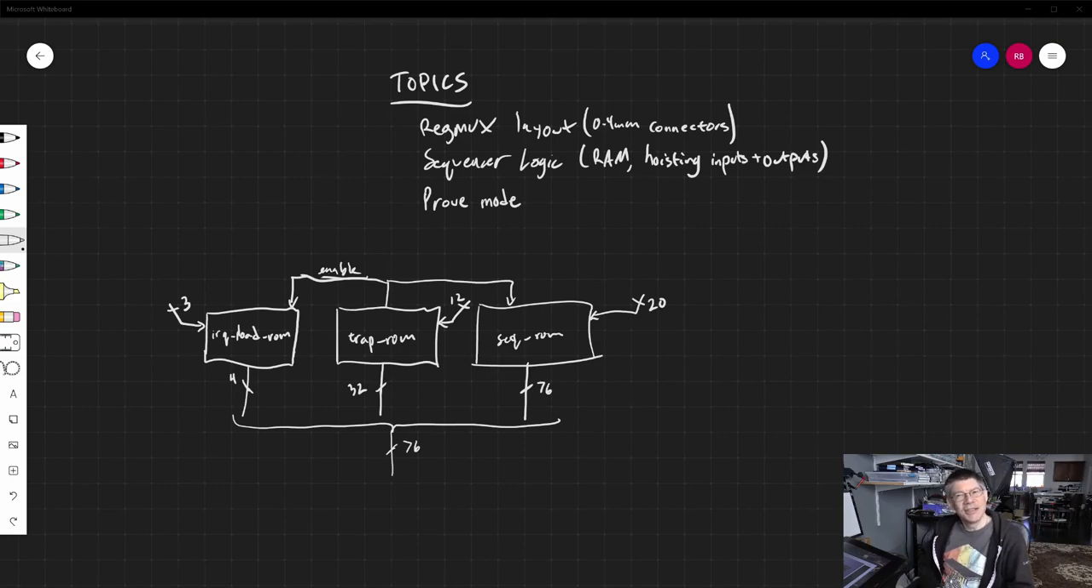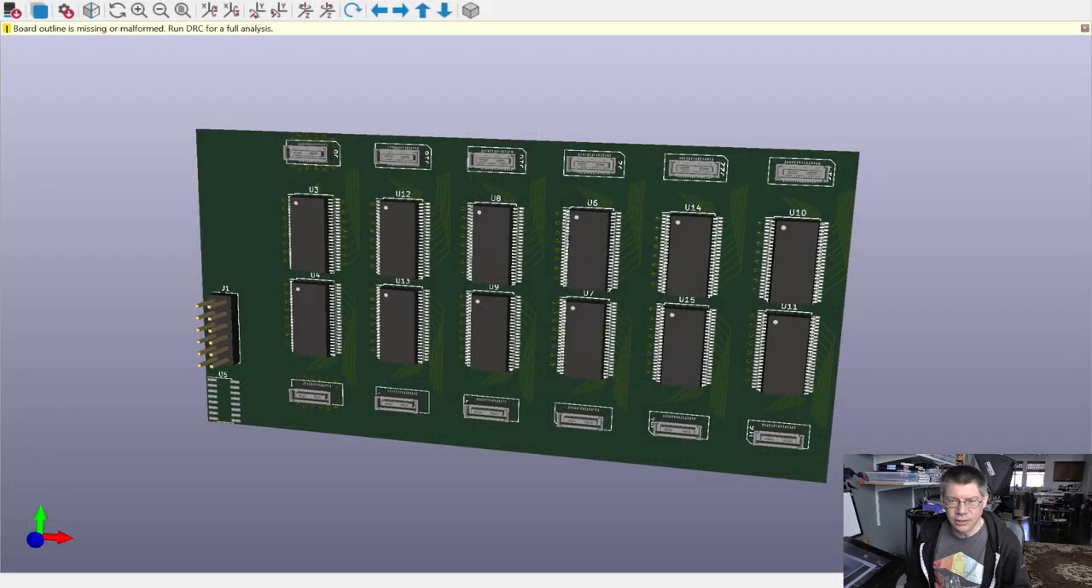Somebody else suggested that I look into some of these other high density connectors, and these are 0.4 millimeter pitch connectors, which is pretty small. And I have an image of that here. So this is the printed circuit board layout after I squeezed everything down a bit. I was able to compress things.